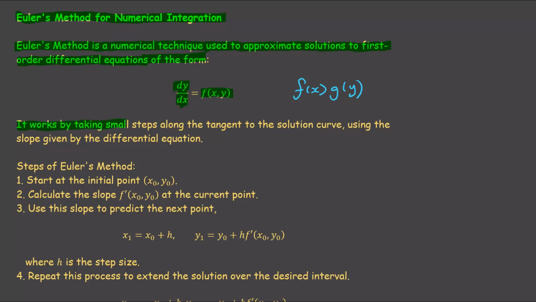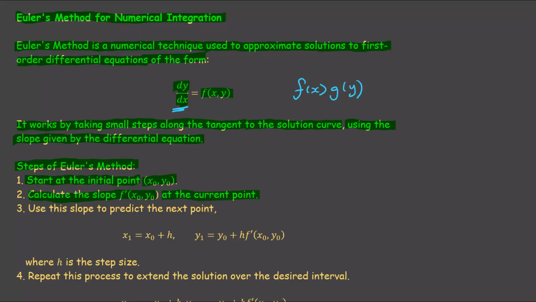It works by taking small steps along the tangent to the solution curve, using the slope given by the differential equation. It's related to tangent fields, and we'll have a look at that as we go along. The steps of Euler's method are: we start at an initial point, which we usually denote x0, y0. We calculate the slope f of x0, y0, which means we're evaluating dy/dx at that initial point to get the gradient there. So that's at the current point, which in the first instance is x0, y0.